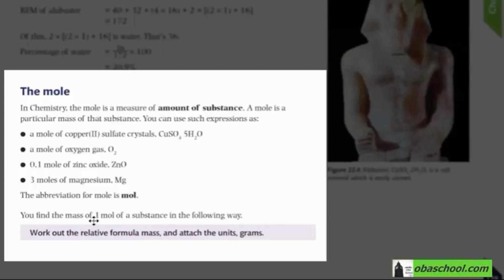You find the mass of 1 mole of a substance in the following way. We work out the relative formula mass and attach the units, which is in grams. So we find the relative formula mass of the compound we have, and the unit will be in grams, or g. To obtain the mass of 1 mole, we'll take an example.